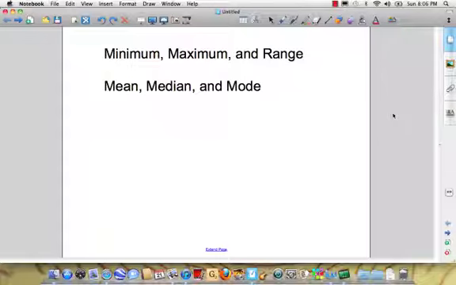This tutorial reviews 6 concepts from the branch of mathematics called statistics. Statistics deals with data. More often than not, we'll be dealing with data that are numbers. So we'll be looking at lists of numbers, and we'll be finding the minimum, maximum, and range. Those 3 concepts go together. And then we'll also look at how to find the mean, median, and mode of a data set. Those 3 concepts go together as well.